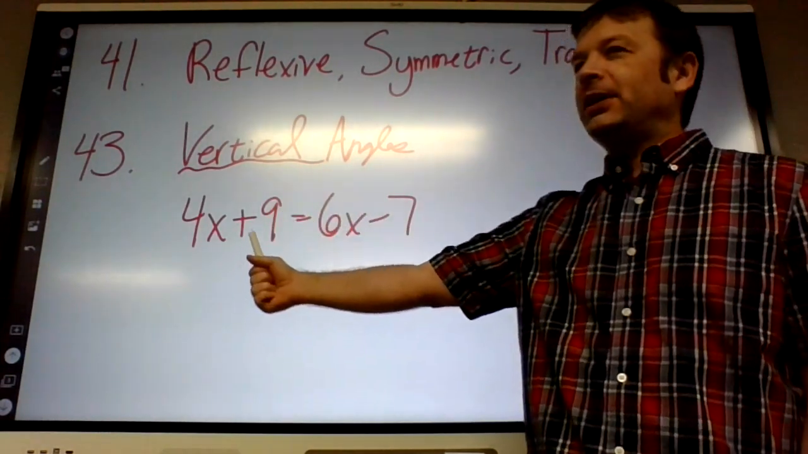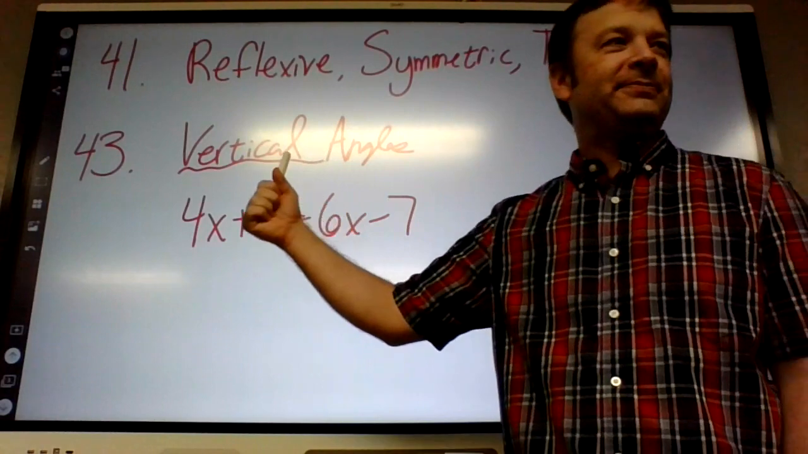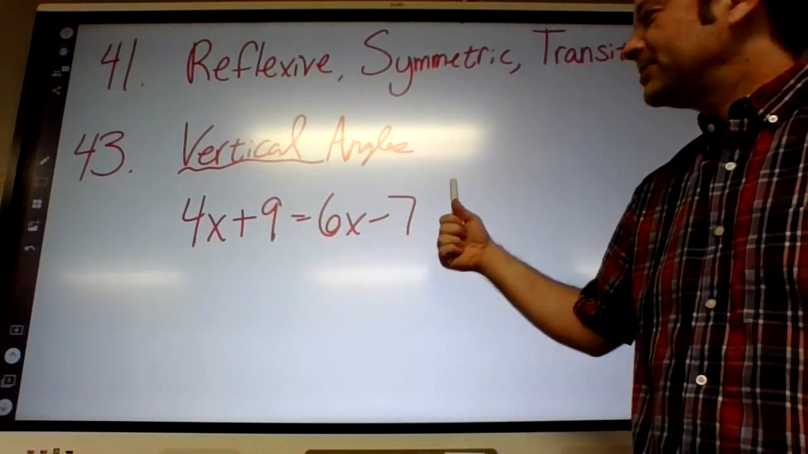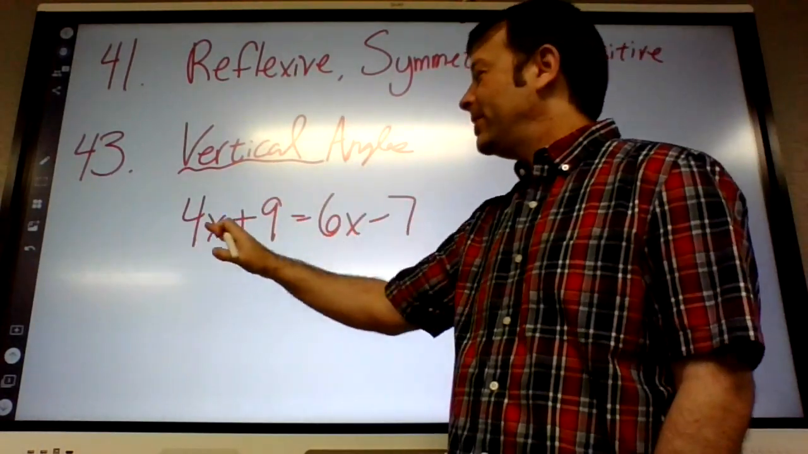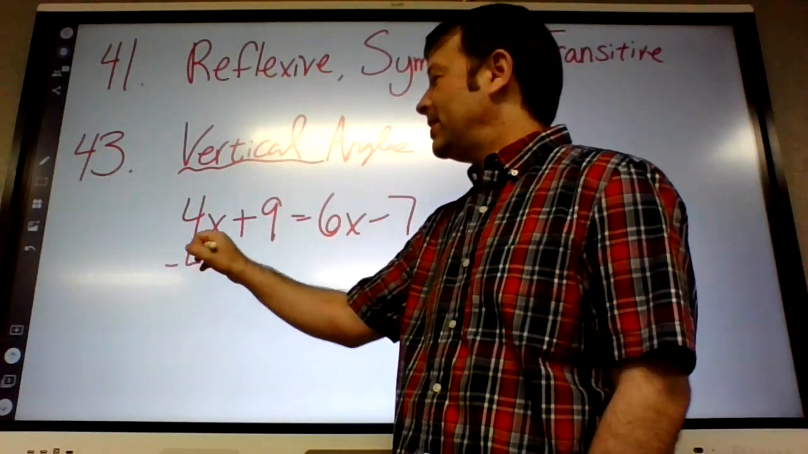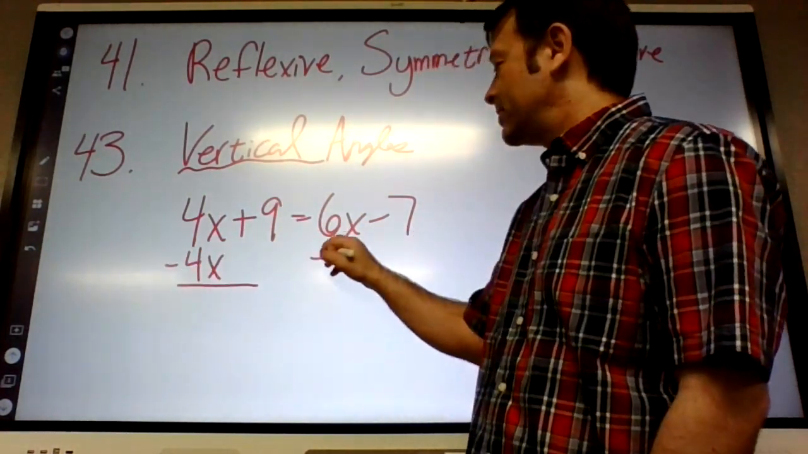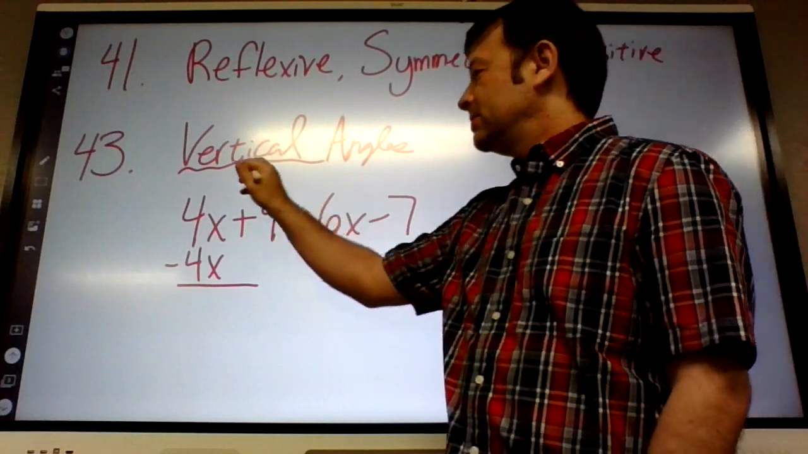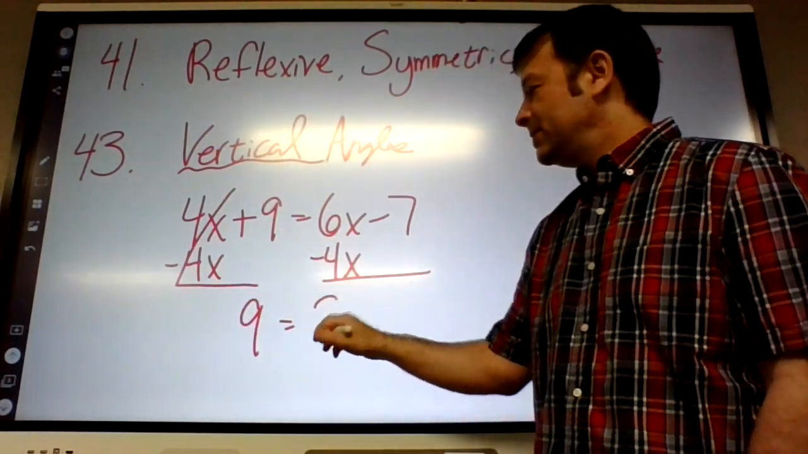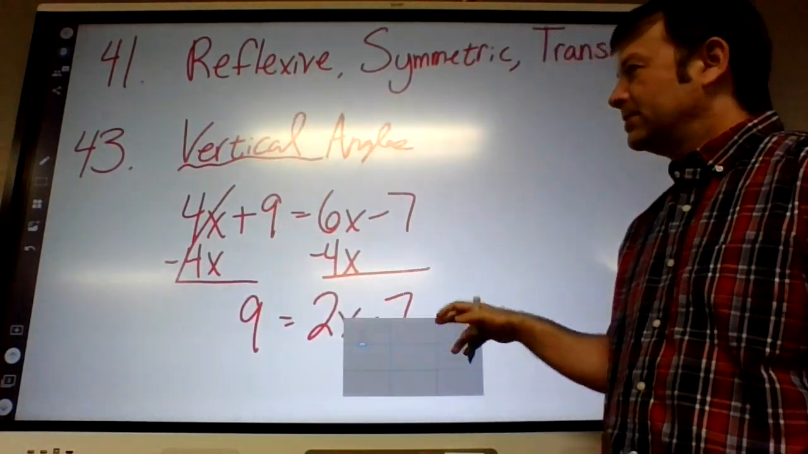All right. What do we do when there's x's on both sides? Subtract. We want to get rid of the x's on one side, so let's subtract 4x. That goes away. We get 9.